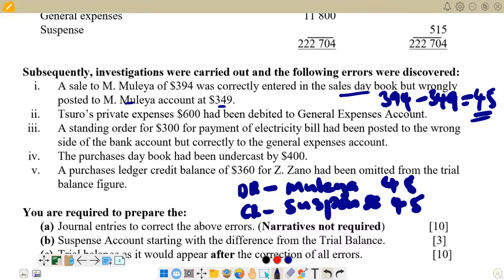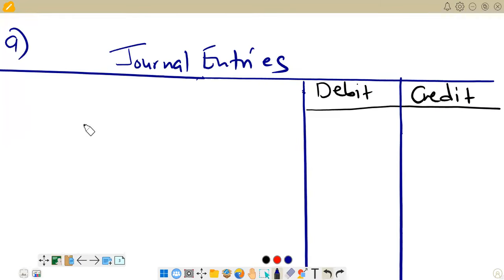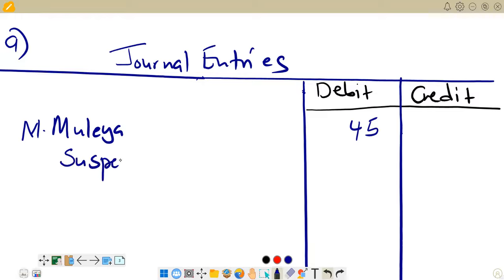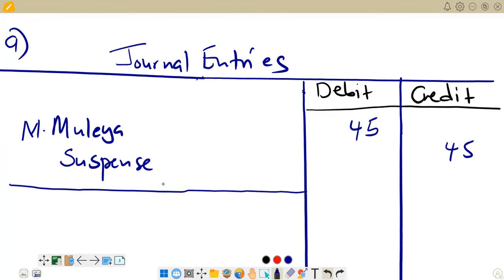So go to the answer section and just summarize that double entry. If you come here, you see that for Mlayer, we start with the debit entry. We debit Mlayer with 45 there, and then obviously you're going to credit Suspense with 45. So that's what we have in terms of the first error. And obviously we need to close the general entry and we go to the next one.